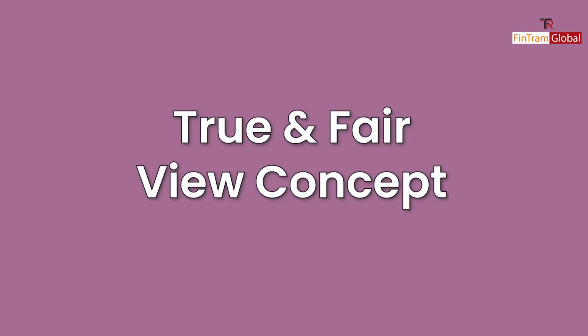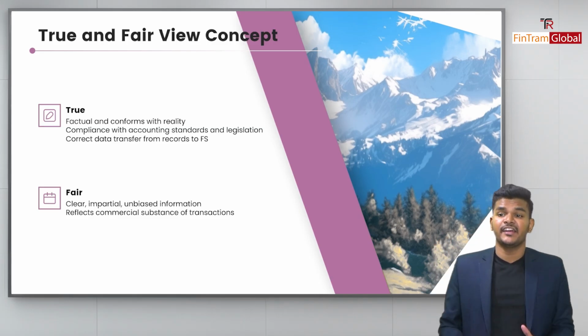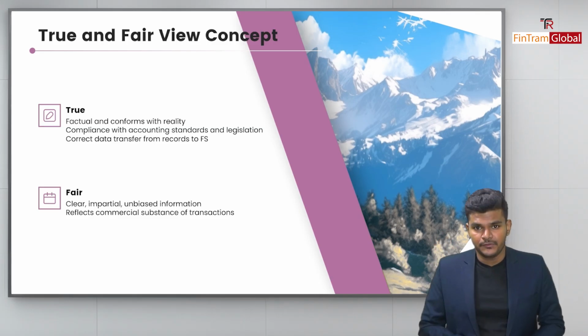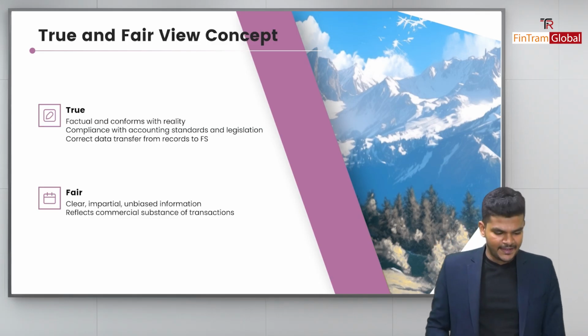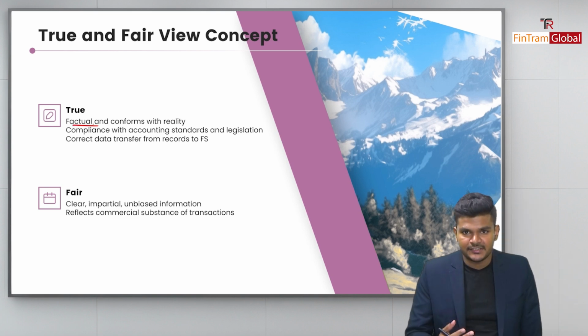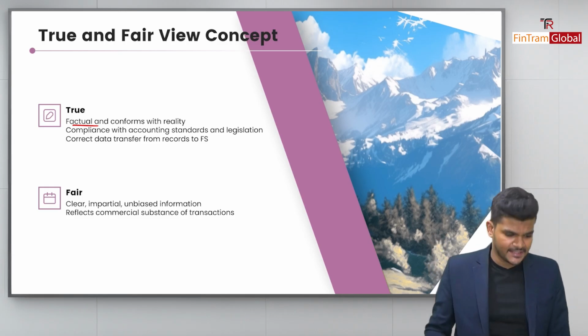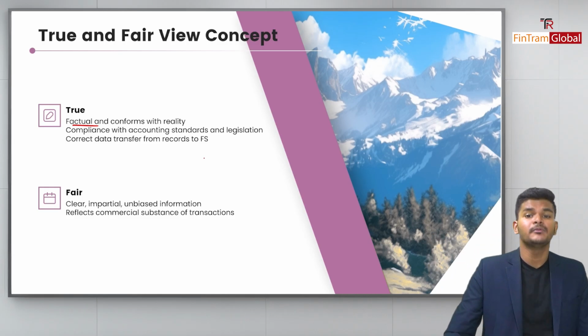Now, what else? True and fair view, right? So one of the primary objectives of conducting an audit is to provide a true and fair view. Now, what does true and fair view mean exactly? True means that all the information that is there within the financial statement conforms with reality, and it is the actual facts. That's basically something that we need to ensure.